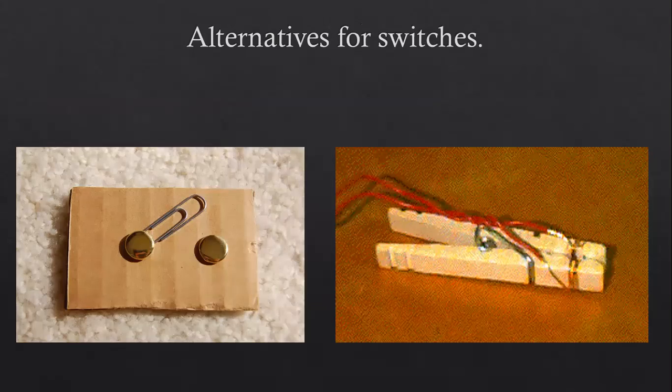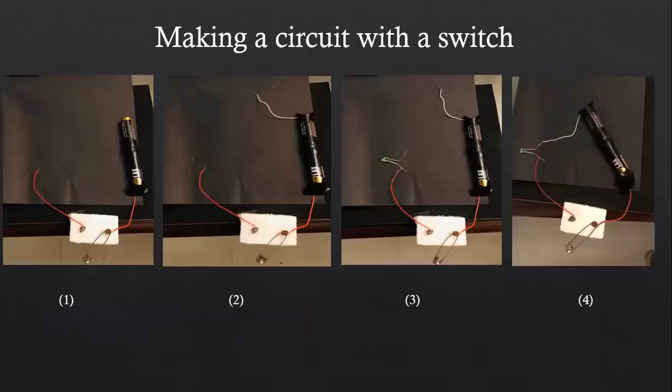If you use a cloth peg, what you have to do is wrap the bare end of one piece of wire tightly around one of the legs of the cloth peg and do the same to the other wire on the other leg of the cloth peg. So we are done with the switch. We are going to make the circuit with the switch.